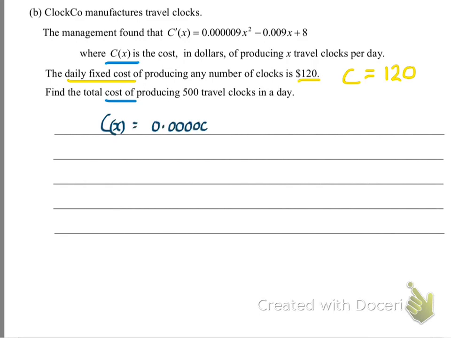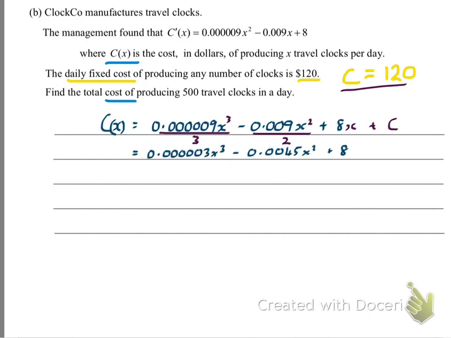First of all, write it out again, and then go through and add the 1 to the power and put the x in and the c. We know the c is 120. That's given to us in the question. Tidy up the equation a little bit by dividing by 3 and 2. So there's the equation of the cost.